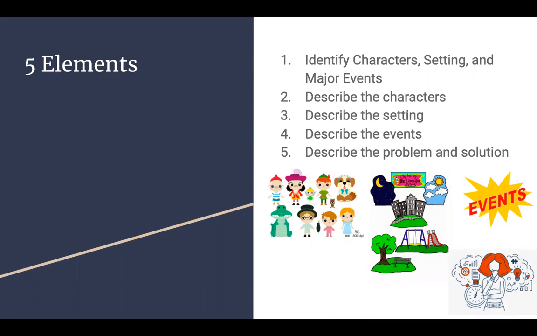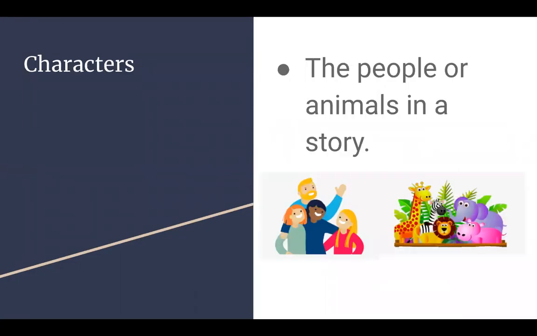And then the last story element is the problem and solution. And so in stories, usually there's some kind of issue that the characters have to deal with, and that issue usually is resolved by the end of the story. And so we want to be able to identify that problem and solution as well as describe it. So let's jump into exactly what these story elements mean.